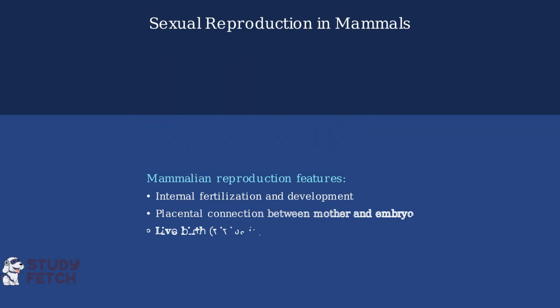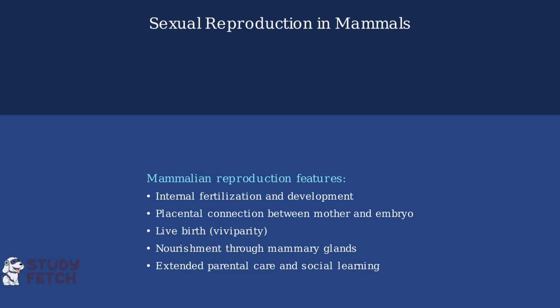To summarize, mammals have evolved a remarkably successful reproductive strategy that includes internal fertilization, placental development, live birth, and extended parental care through nursing and social learning.